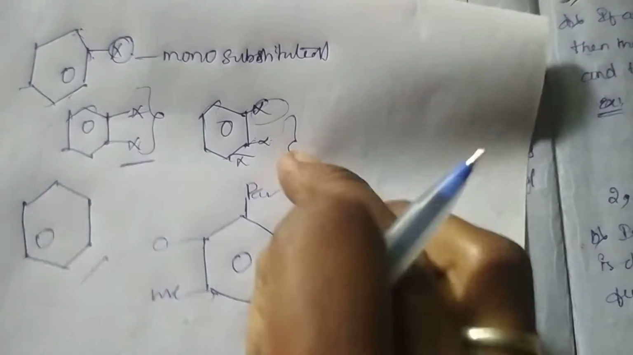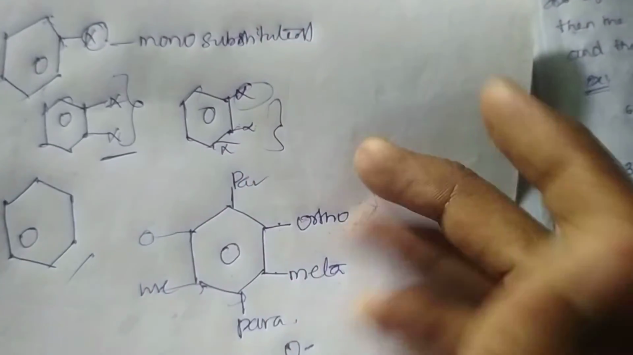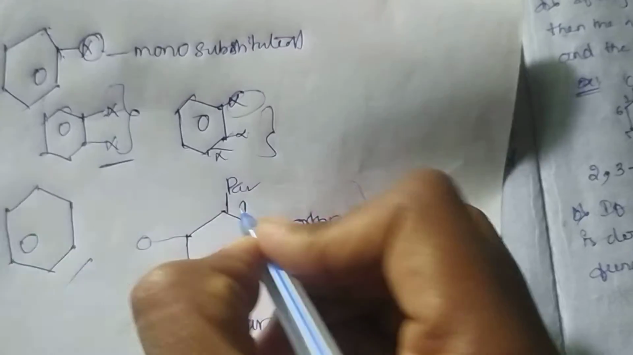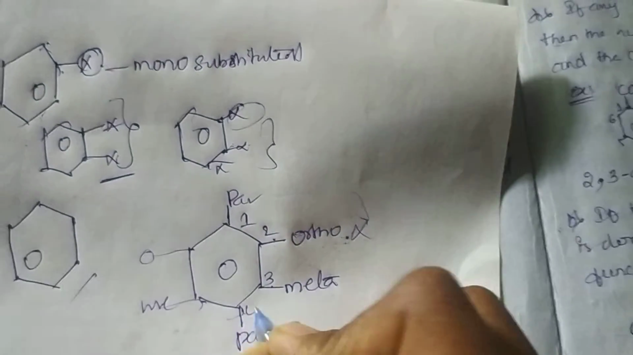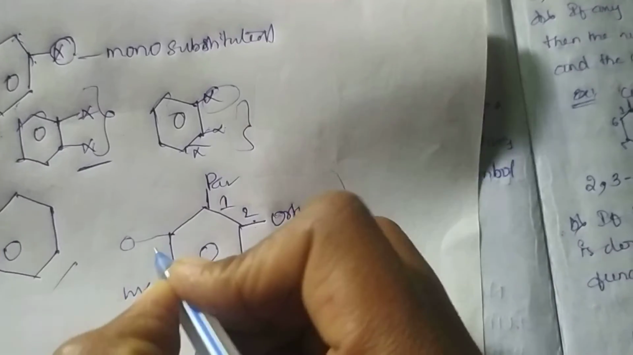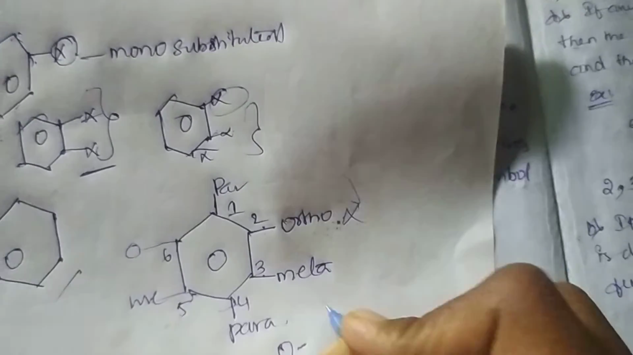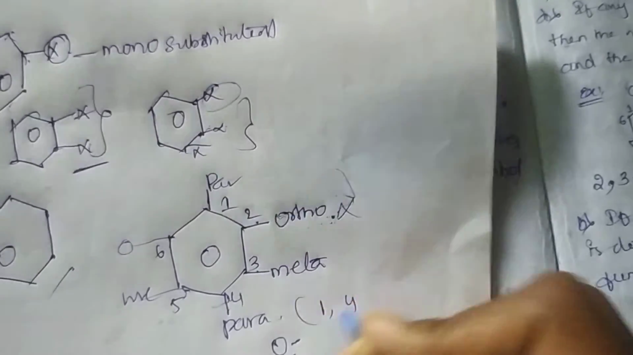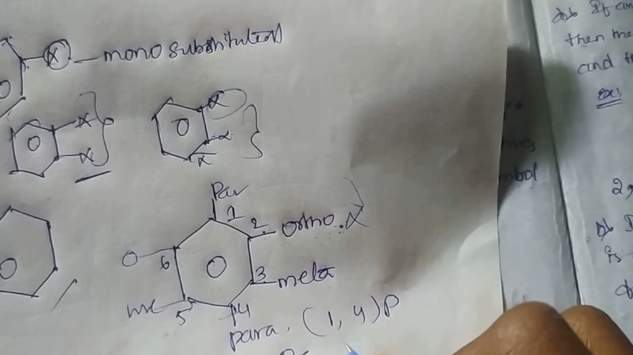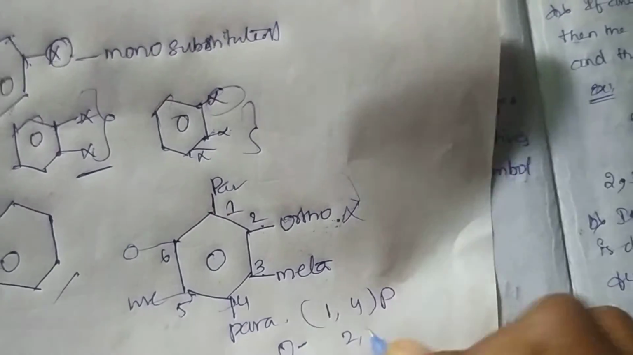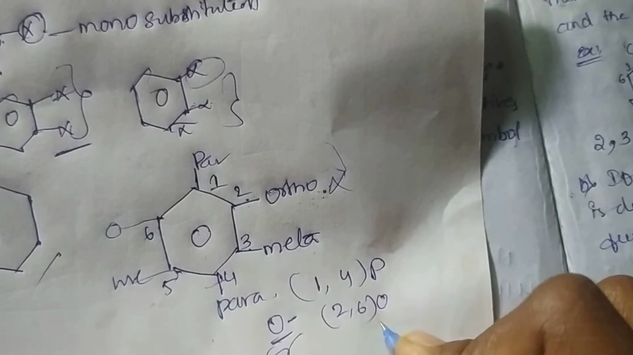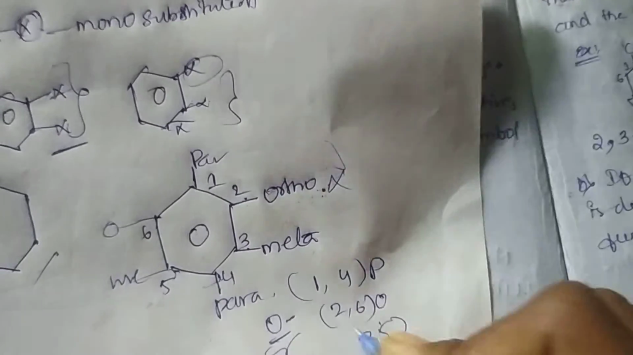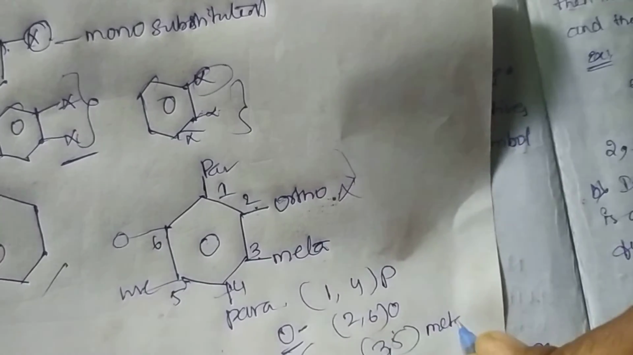I previously told about ortho, meta, para. Here we consider one position as the para position, then ortho, meta, again para, again meta, again para. So here 1 and 4 are para positions, next 2 and 6 are ortho positions, and next 3 and 5 are considered the meta positions.